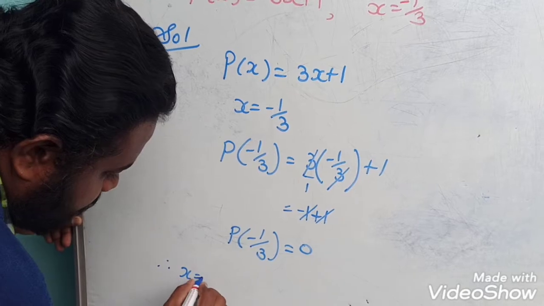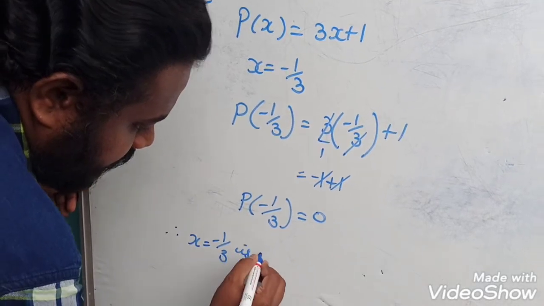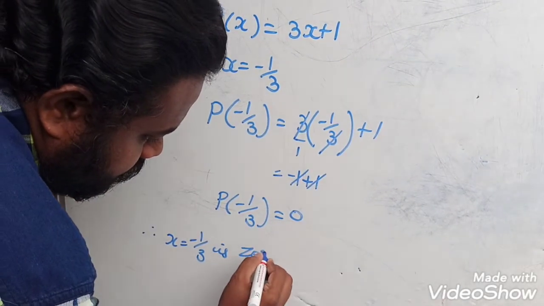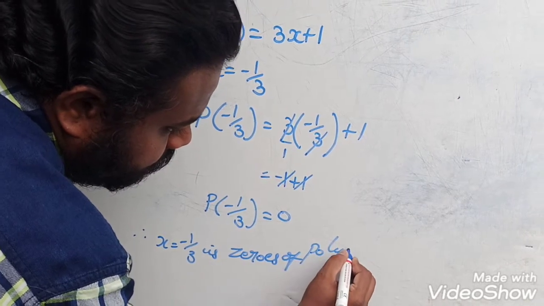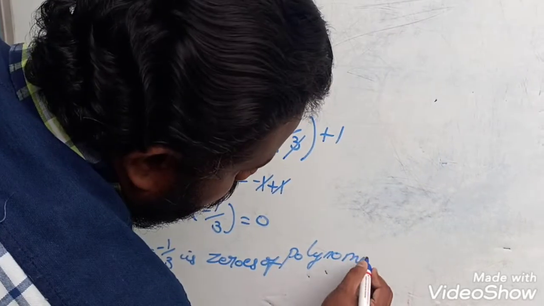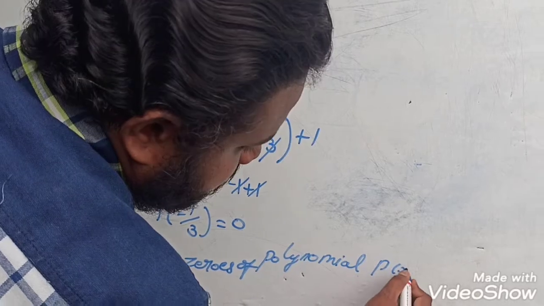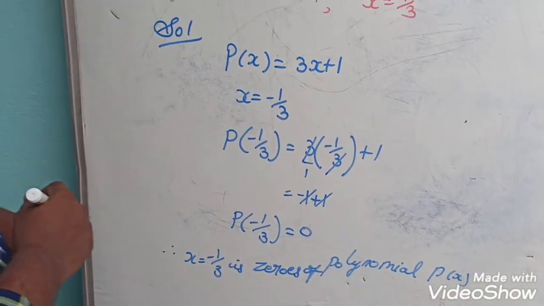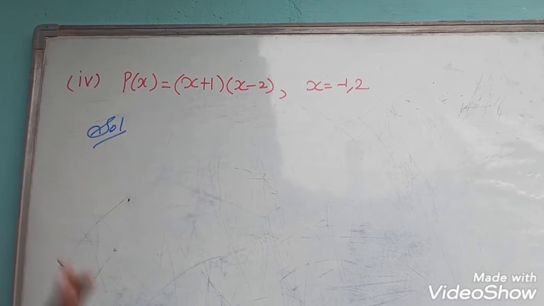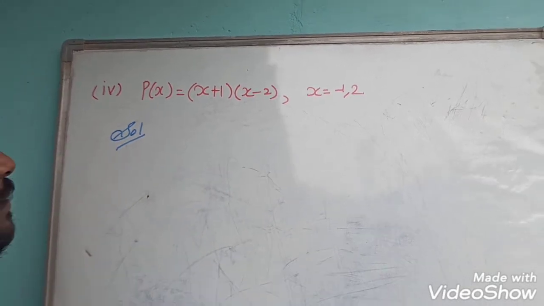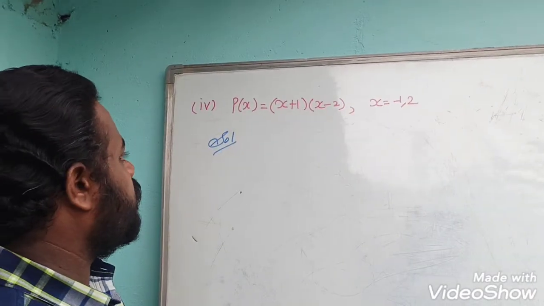Therefore x equal to minus 1 by 3 is a zero of the polynomial p of x. Next we move on to question number 2. So now we move on to question number 4. Second question, third question, do it as your homework in homework notebook.